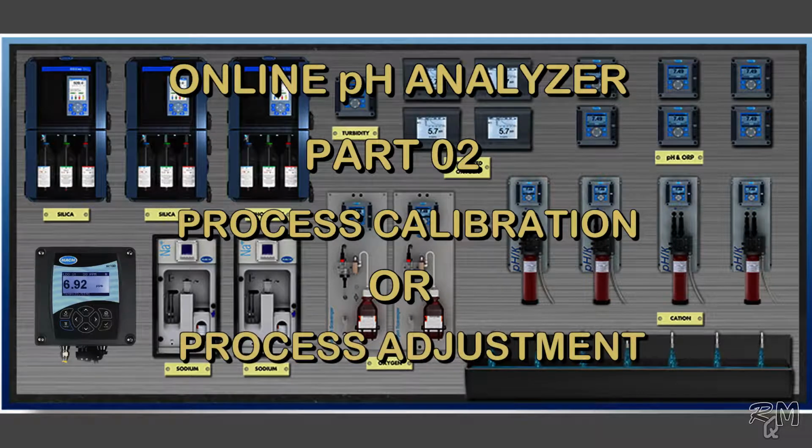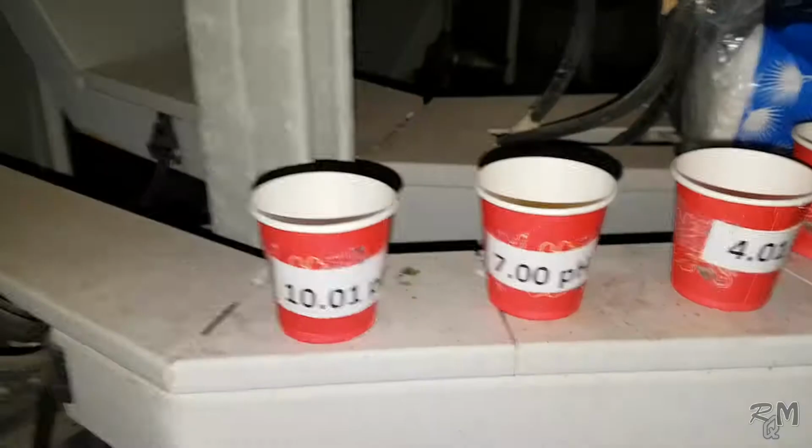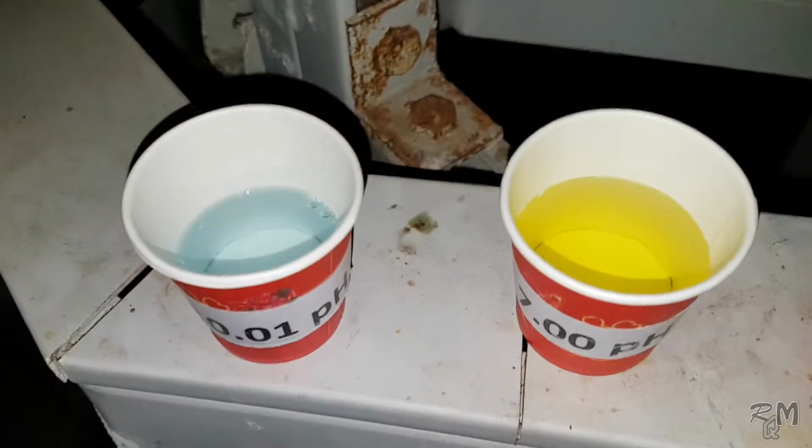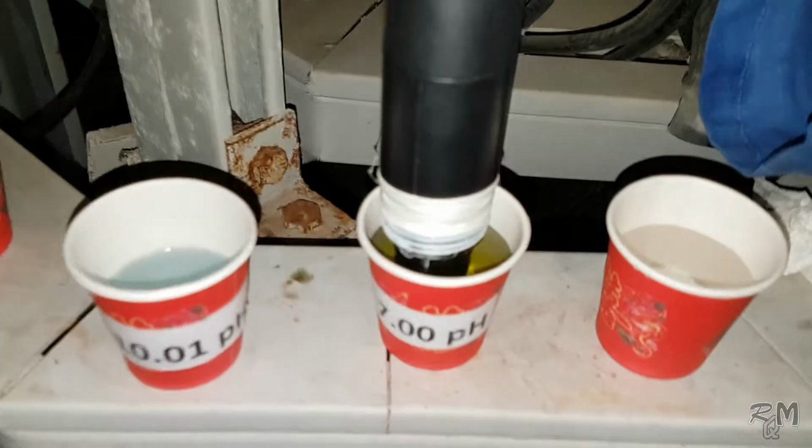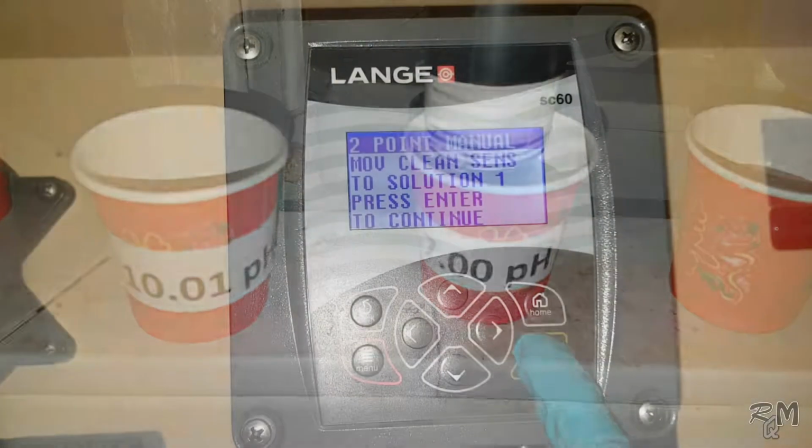In this video I will show you how to perform process calibration of online pH analyzer. At the end of part 1 of online pH analyzer, in which I have performed 2-point calibration by using buffer solutions, I told you mostly we have to perform process calibration after 2-point calibration, comparing with standard lab pH meter to get accuracy. I know it is confusing that why after calibrating with buffer solutions there is still deviation between standard lab pH meter and online pH analyzer.